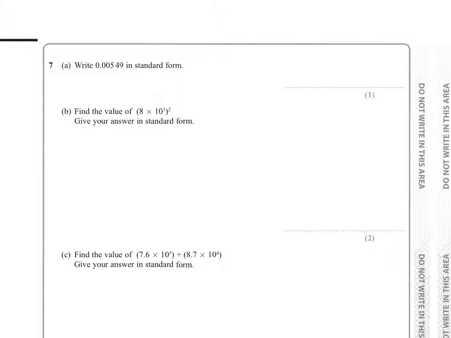Question 7. We have to write 0.00549 in standard form. Well, we're looking for a number between 1 and 10 to begin with. So we can see 5.49. And what we've got to say to ourselves is, what do we do to 5.49 to get to 0.00549? Well, we'd have to divide by 10 once, twice, 3 times.